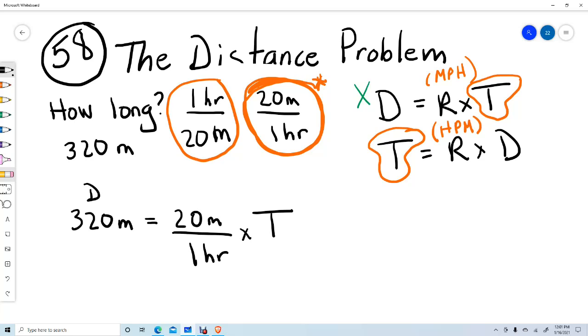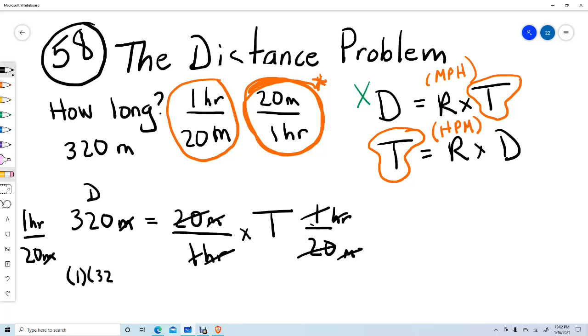All right. So to solve this, I am going to multiply by the inverse of 20 over 1 on both sides. So I'm going to multiply by 1 over 20. I have to do it to both sides. What's going to happen on the right? As you know, we cancel all that gobbledygook. Everything gets canceled. I'm left with just t, which is good. I want t by itself. On the left-hand side, I'm going to cancel the units miles, and I'm going to end up with these numbers: 1 times 320 over 20. The only units I have left are hours, and that equals 320 divided by 20, which is 16 hours. And that's my final answer.